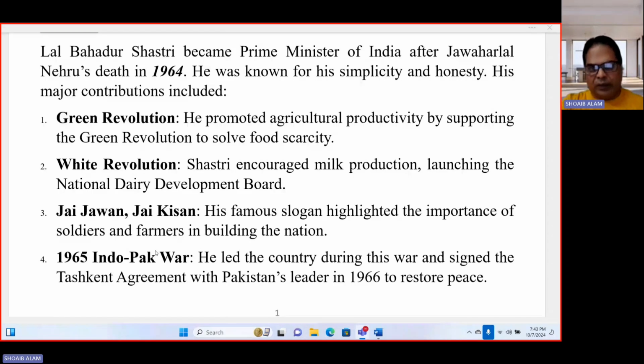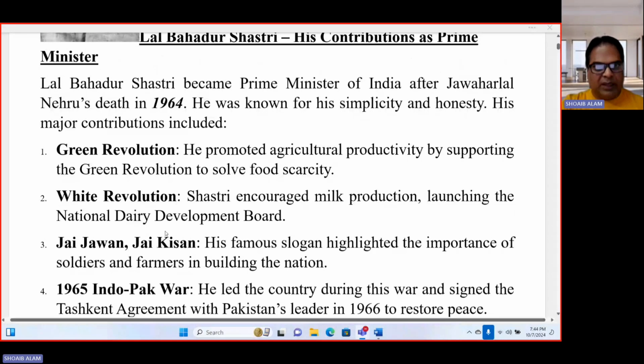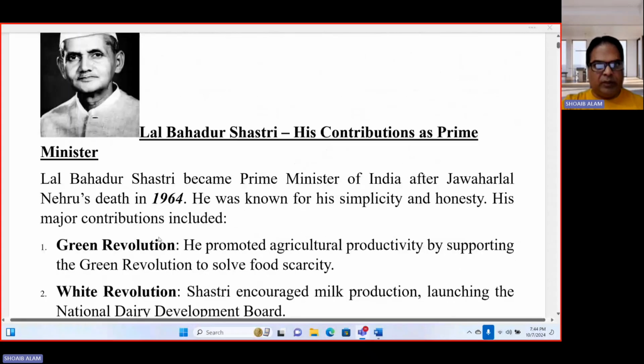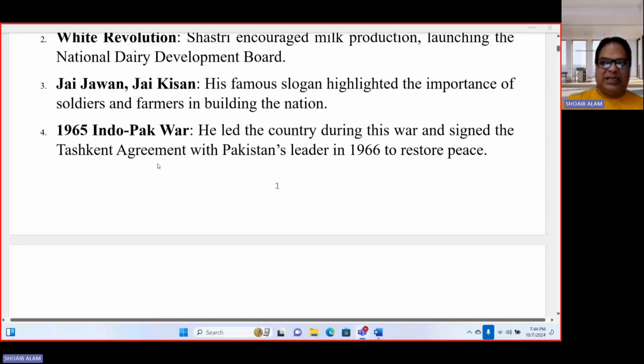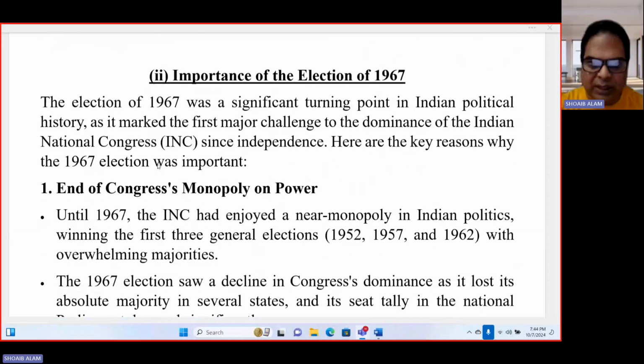So we are beginning with very short lessons. So today, Lal Bahadur Shastri and his contribution. Now, the second point we will discuss over here is the importance of the election of 1967. So this normally we don't get in our textbook. Textbooks we don't get it, so I have prepared a few points over here, so we can go through it one by one.